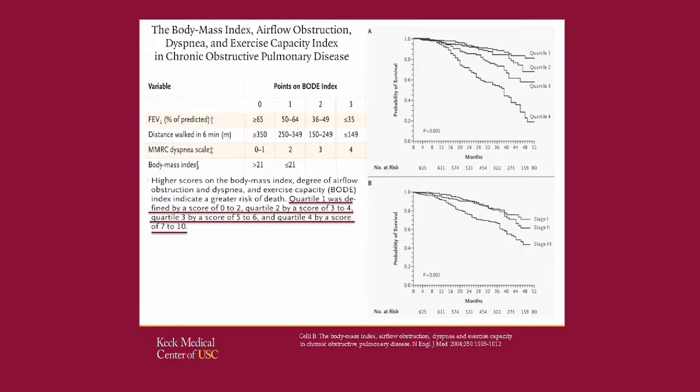Back in 2004, what ended up happening is we looked at all these markers and asked, if we put them in combination, does that make a big difference? So we have the FEV1, how far we walked, that dyspnea scale, and lastly, knowing the weight is also a contributing factor to overall mortality. There was a scoring of 0, 1, 2, and 3 for each category, and you would be placed into a quartile. Quartile 1 would be a score of 0 to 2, quartile 2 a score of 3 to 4, quartile 3 a score of 5 to 6, and quartile 4 would be 7 to 10.